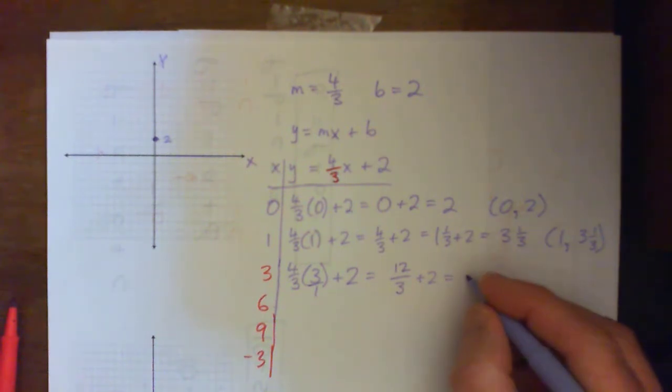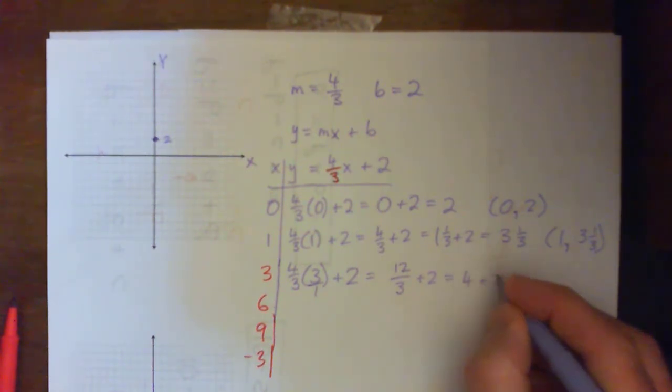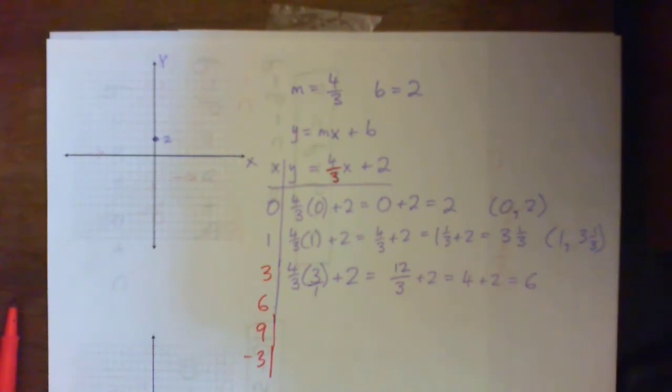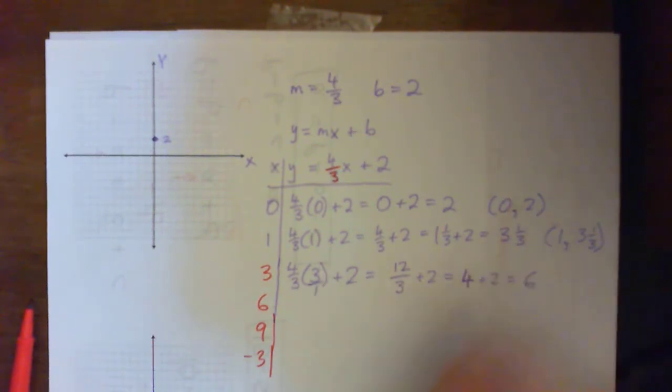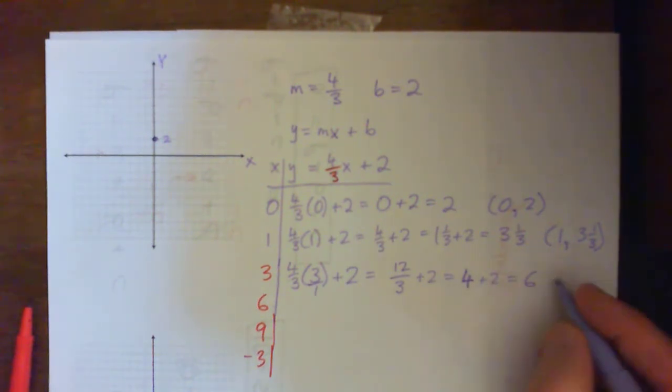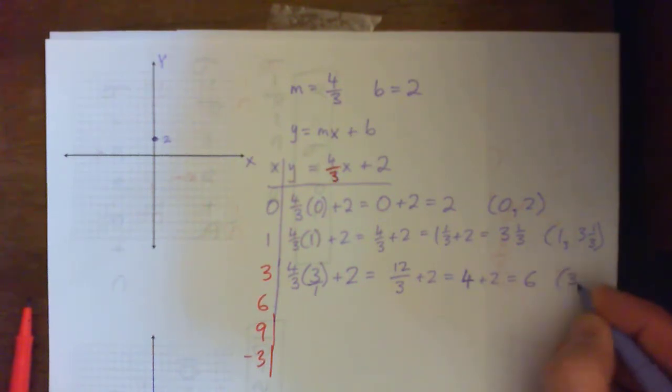And 12 over 3 is just 4. So you got 4 plus 2, which is 6, right? Right. Or we could have cross-canceled the 3's to figure out that this was 4. I mean, 4/3 times 3 is definitely 4, right? You okay with that? Yeah. All right. And so 4 plus 2 is 6, and so we have x is 3, y is 6.